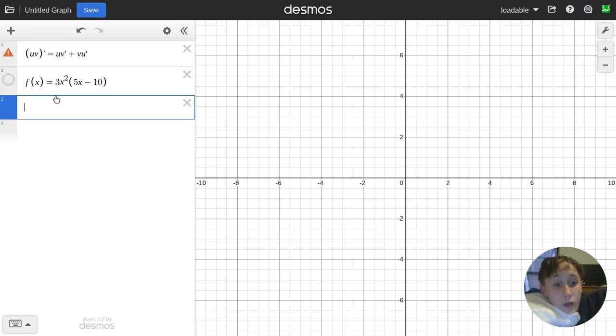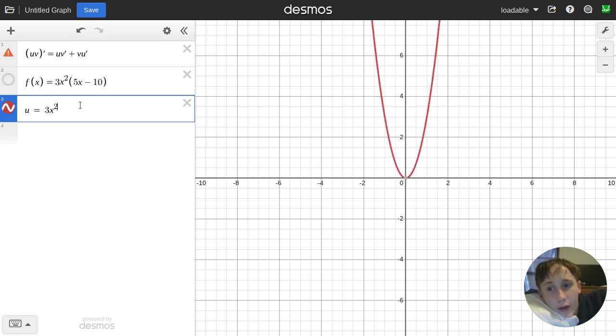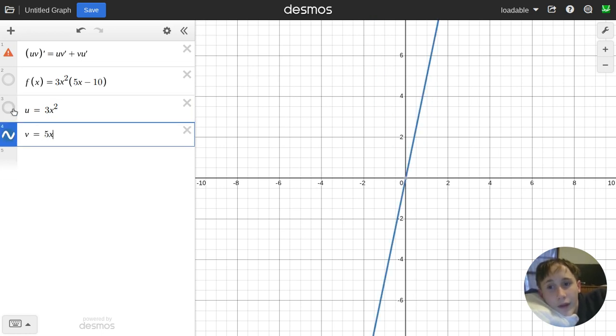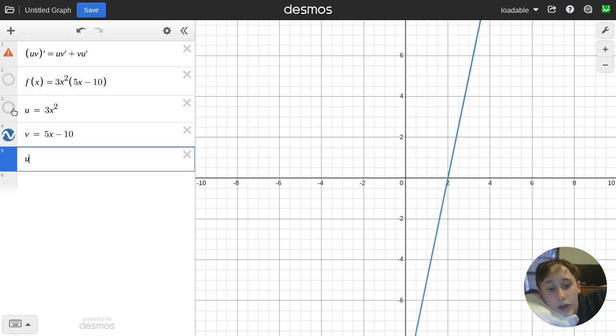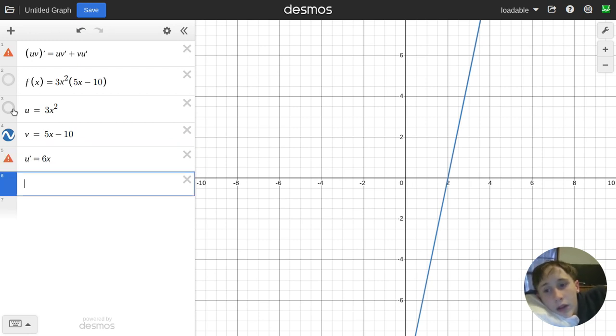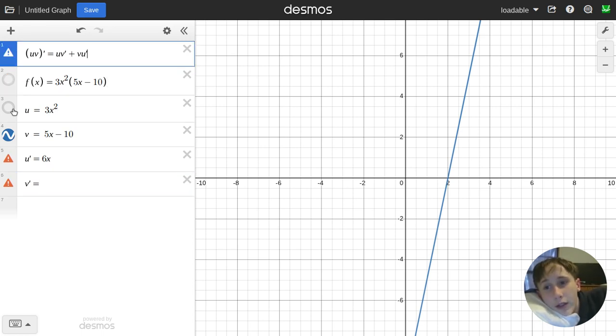We can set up our u's and our v's. So u equals 3x squared, v equals 5x minus 10, u prime equals 6x, okay, because it's the power times the original coefficient, and then you take 1 away from the power, which is just going to make it 1, so it's to the first. And then v prime is equal to, of course, this is all in relation to x, so we can go ahead and put that.